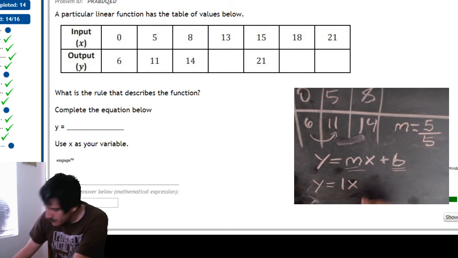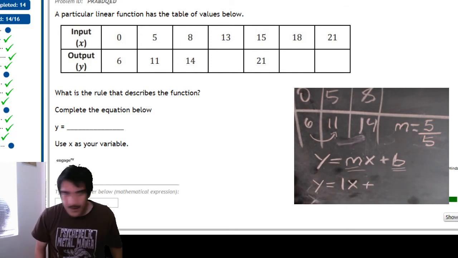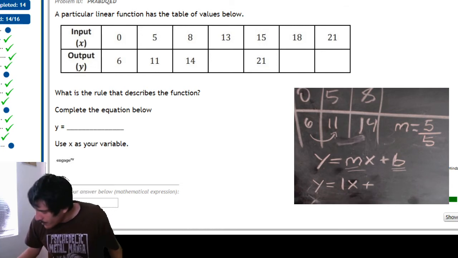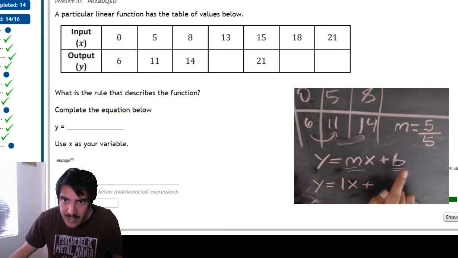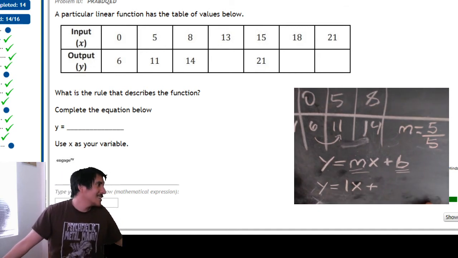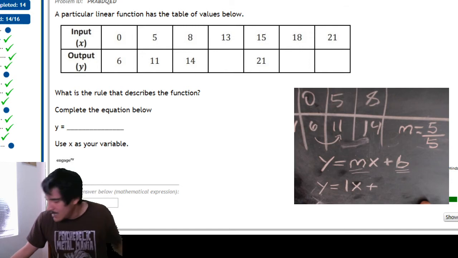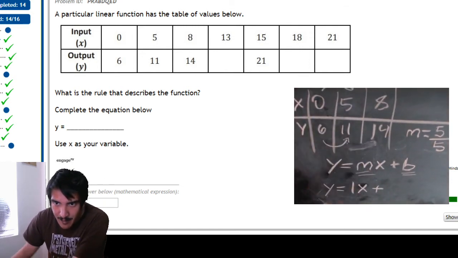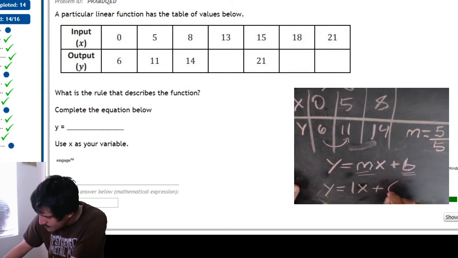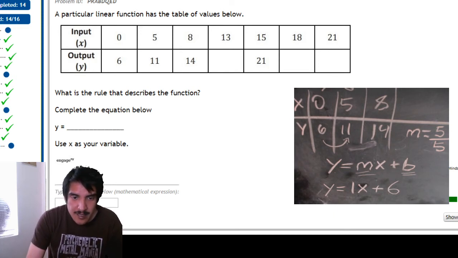All right? Next part of our equation is the y-intercept. The y-intercept is b. So if you look at this here, y-intercept 0, 6, you know the value of the y-intercept, so that's going to be 6. So your full equation is y equals 1x plus 6.